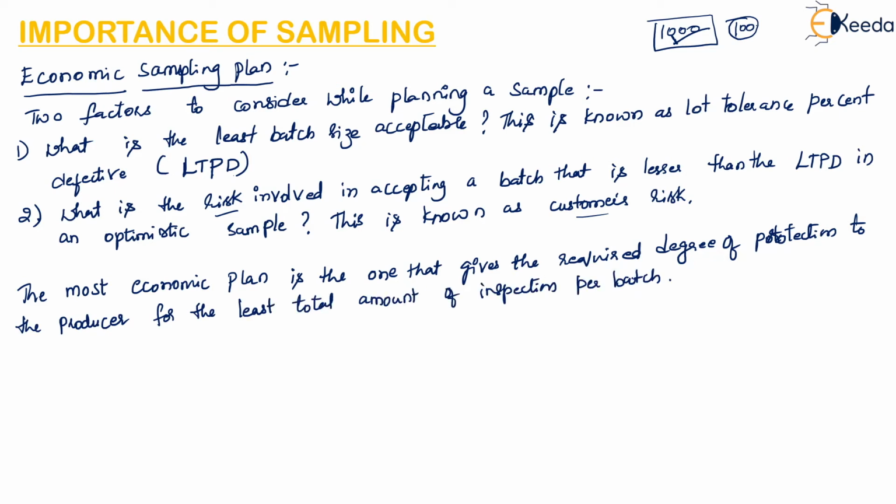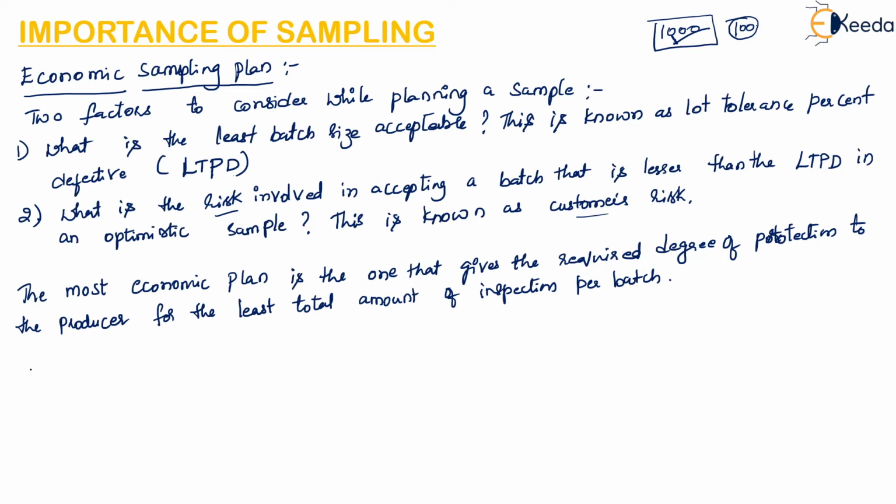So the manufacturing process will produce, when running normally, an average percent defective known as the process average. The producer takes a risk that when running at the process average, a pessimistic sample will reject an acceptable batch. So if capital N is the batch size or the lot size, small n is the sample size, and R is the producer's risk, then we will get the total inspection for the batch.